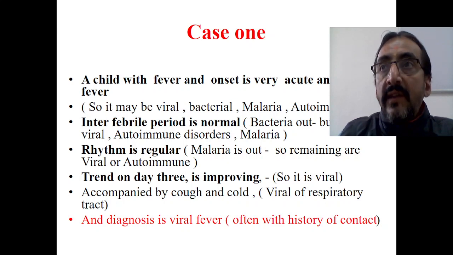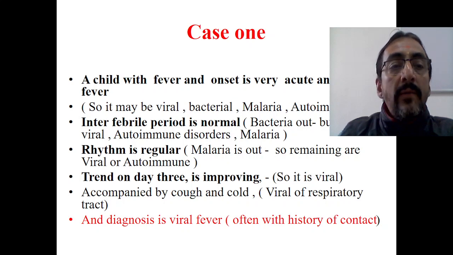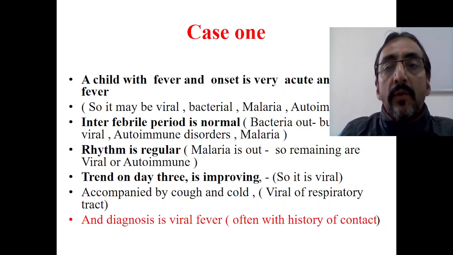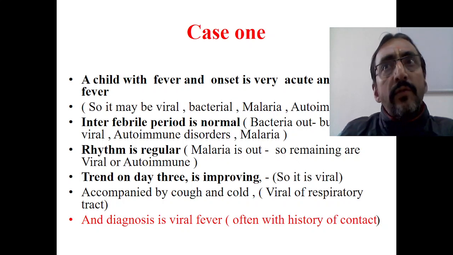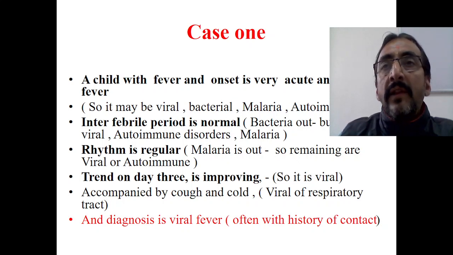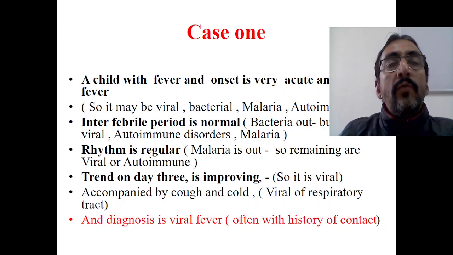Whenever you get this answer, what is going on in your mind now? It may be a viral fever, because acute and high fever can be seen in viral fever. It can be seen in bacterial fever. And high fever may also be seen in parasitic fever. High fever can also be seen in autoimmune fever. So nothing is conclusive now, isn't it? So go to the next question.